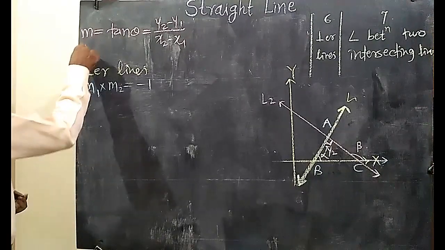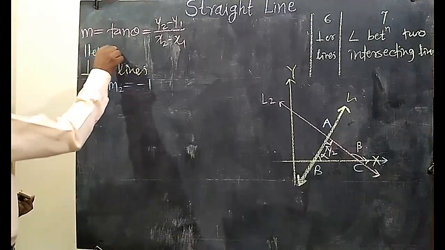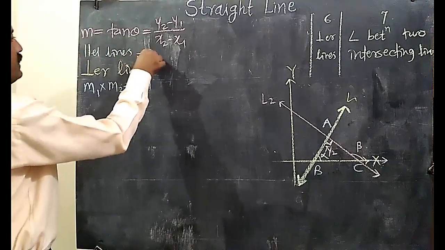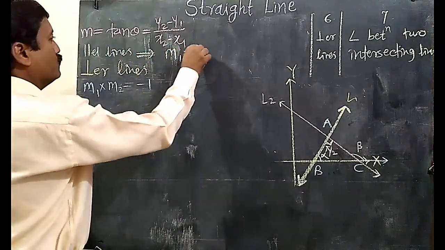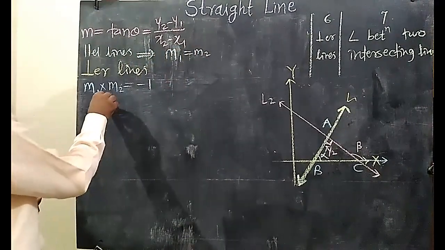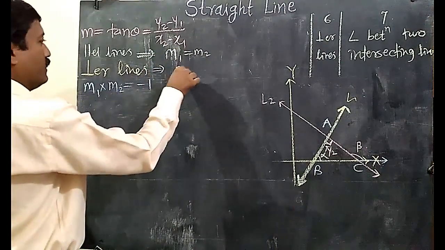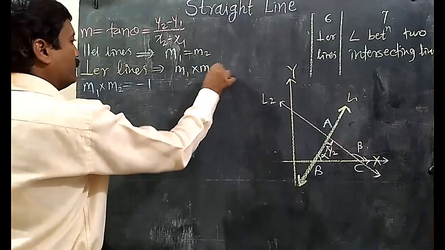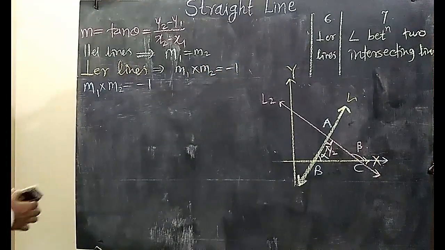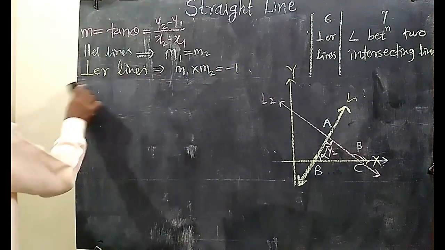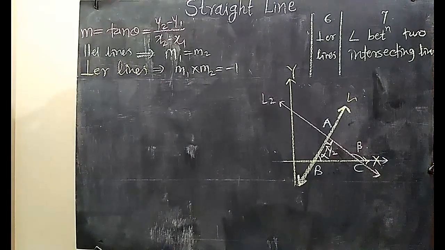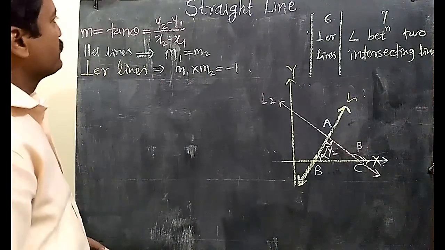We have done about parallel lines, which implies m1 equal to m2, and about perpendicular lines, we learn that m1 into m2 is equal to minus 1. So these are three results which will be very much useful in our further study of straight line.